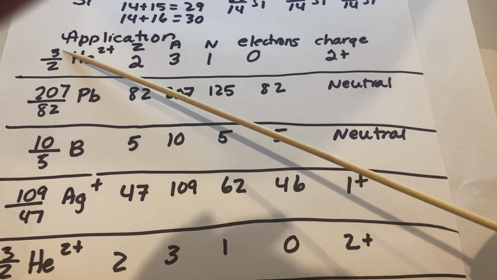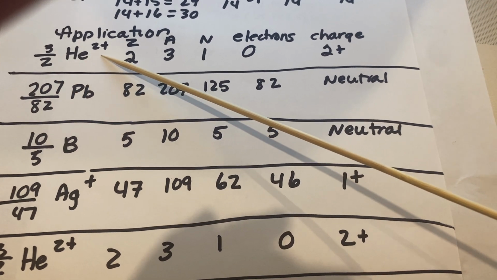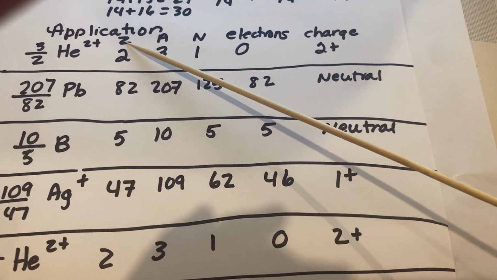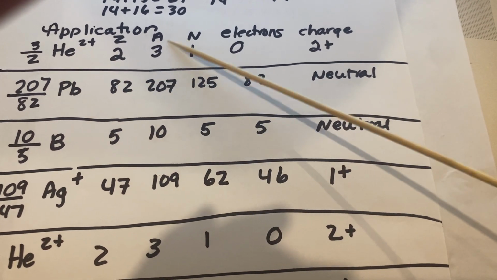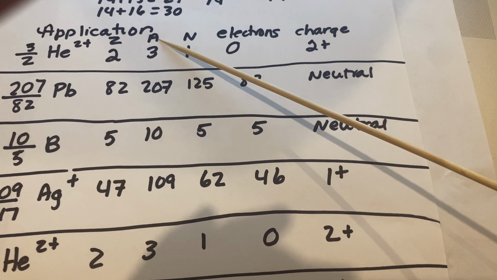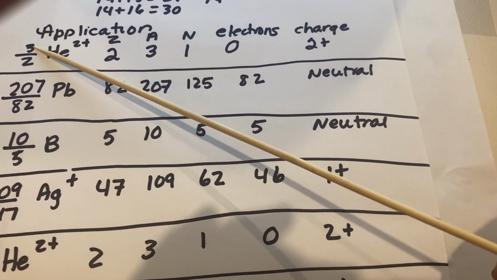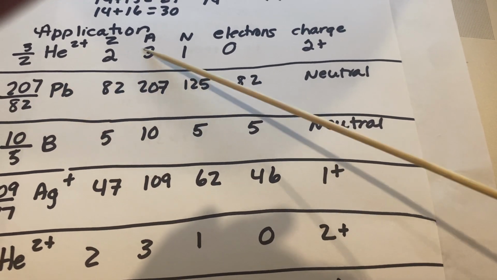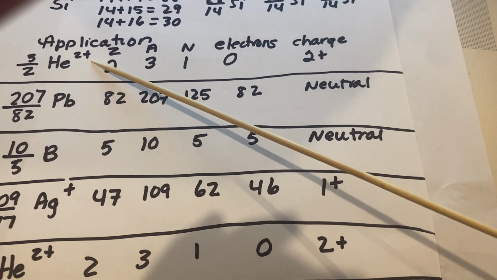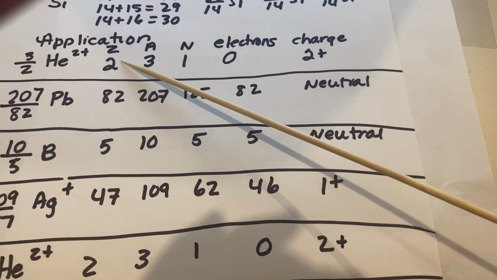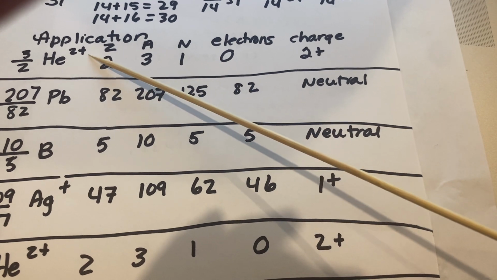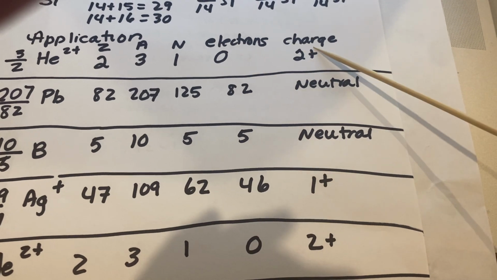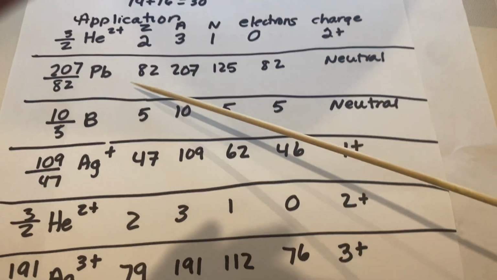So we have 3 over 2 helium with a 2+ charge. That means 2 positive charge. So the Z, which is the atomic number, is 2. The mass number, the top number, is going to be 3. That's the atomic mass. And then the neutrons are going to be 3 minus 2 equals 1. And because it's a 2+ charge, if it was neutral, it would be 2 and 2. But because it's 2 less, it's going to be 0 electrons, and it's going to be a positive 2 charge. I kind of did that already.